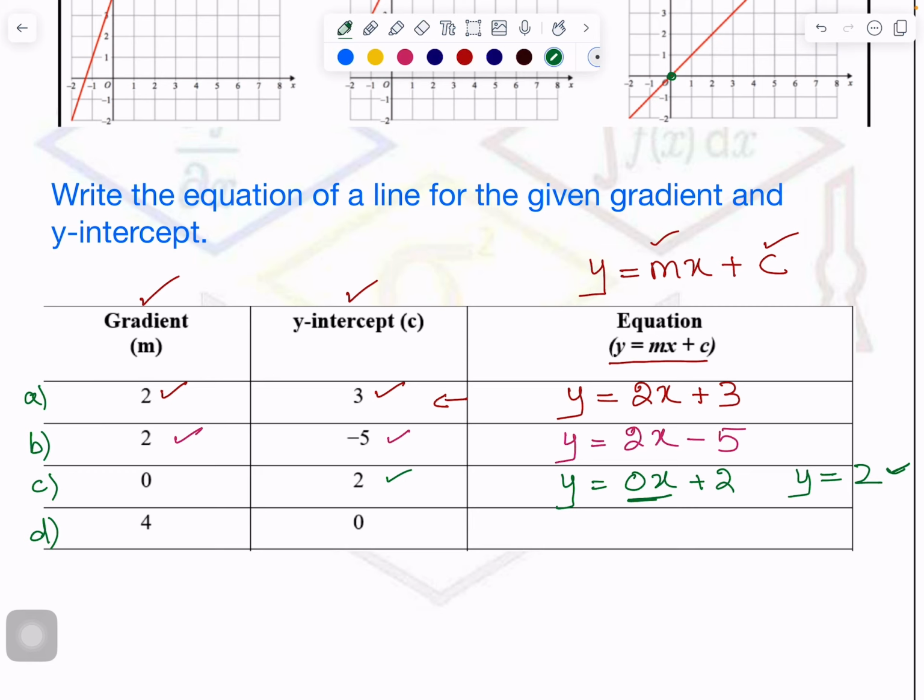Now let's see this one, the last case. In the last case, the gradient is 4 and y-intercept is 0. So what is it? y = 4x + 0. And we don't usually write 0, so I will simply write it as y = 4x. So these are my equations of the line for the given gradient and y-intercept.